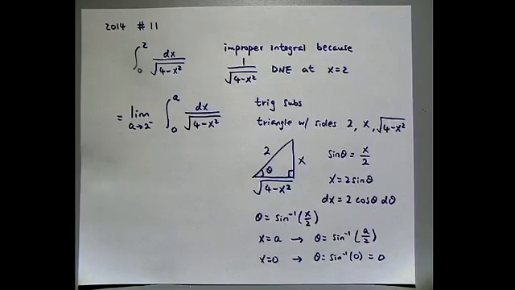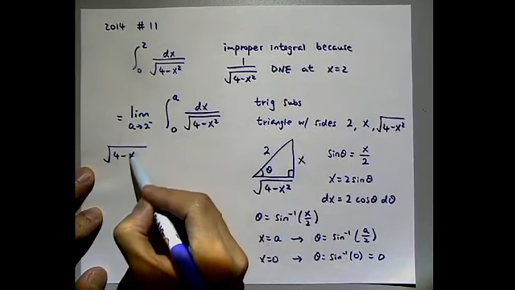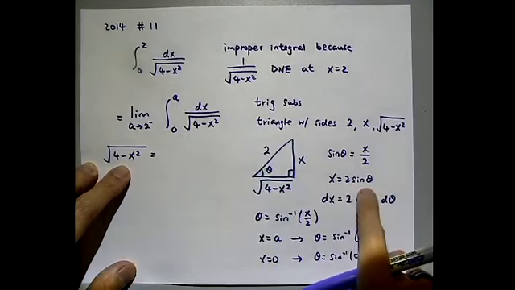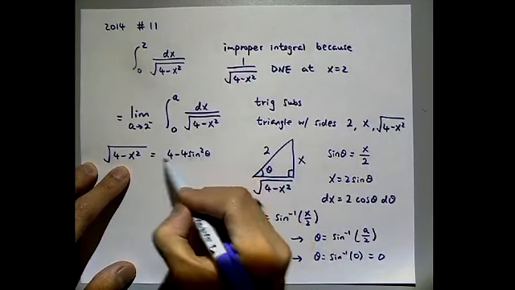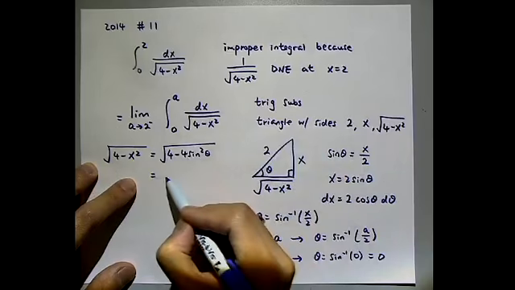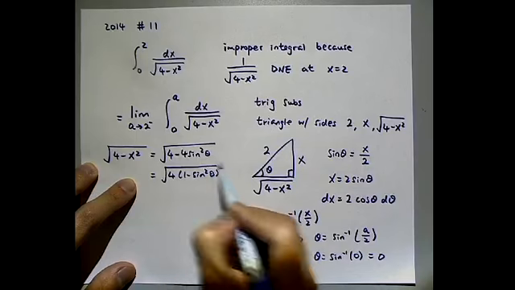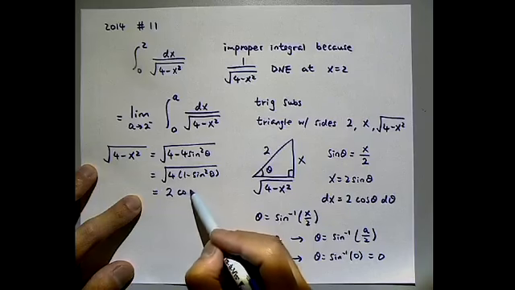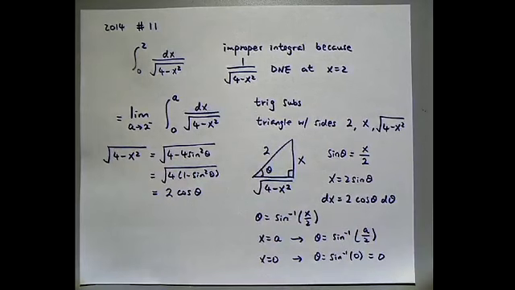Okay? And then one last piece to substitute. This stuff down here, 4 minus x squared. So that's 4 times 1 minus sine squared. And this is a 2 cosine. Right? That's a cosine squared. So when I take the square root, I get 2 cosine, because 4 comes out of the root and becomes a 2.